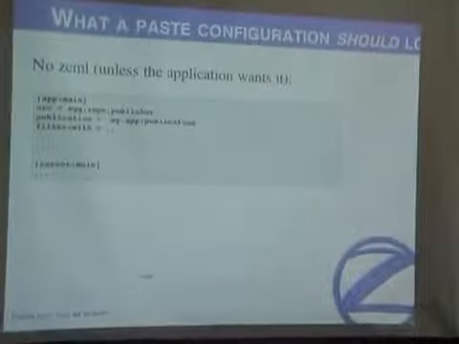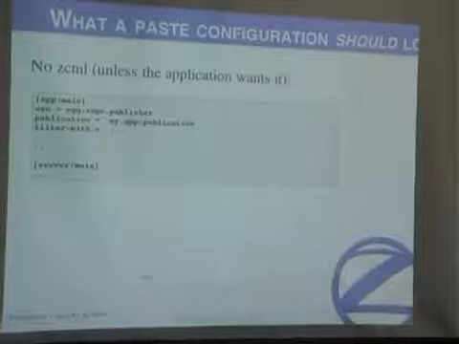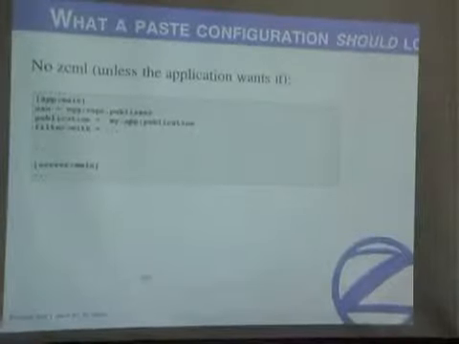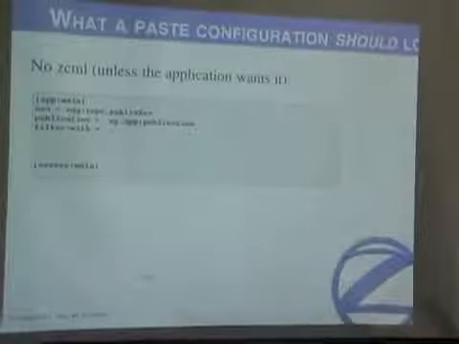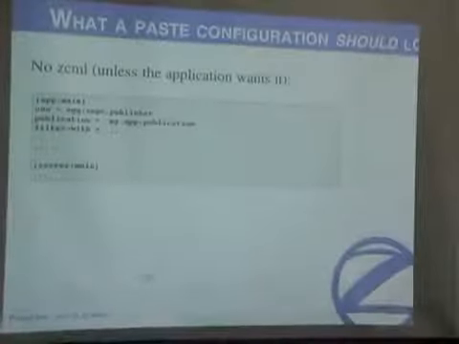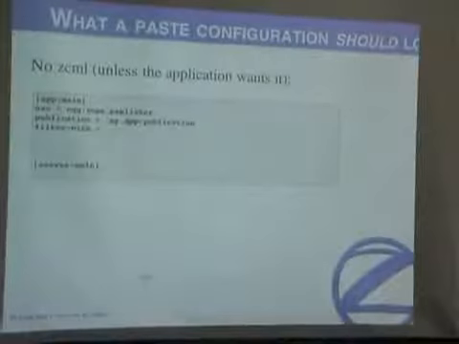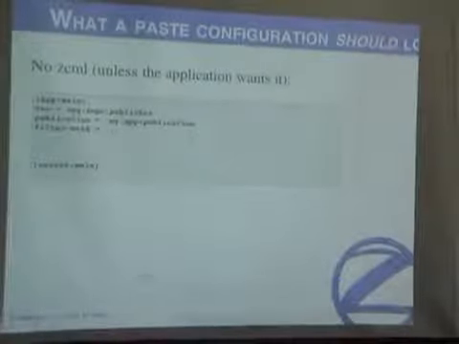So anyway, paste deployment is this little tool for gluing WSGI together. This is a typical kind of configuration for a WSGI-based app that uses paste deploy. You have some configuration for your application. You have maybe some middleware, and then you have some configuration for your server, and it's pretty straightforward.